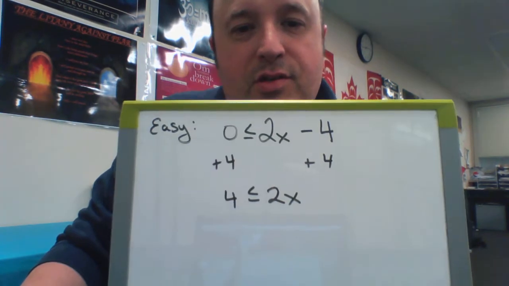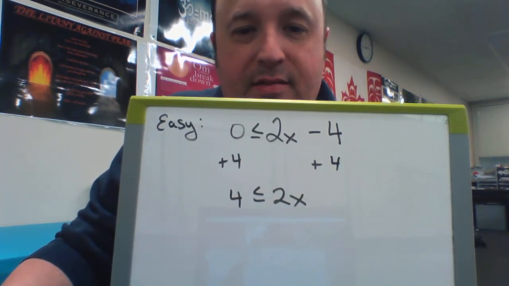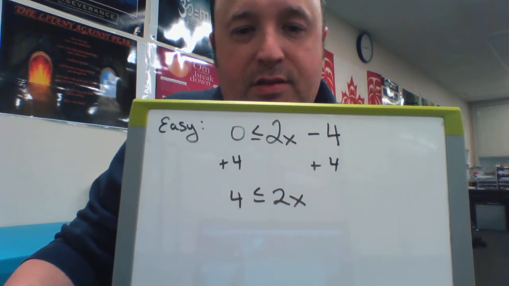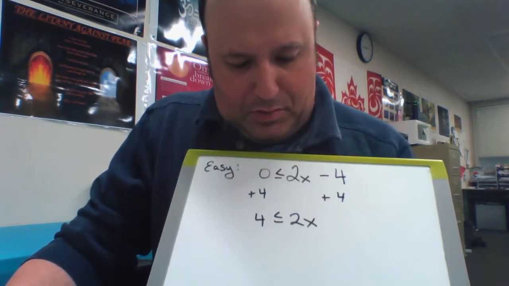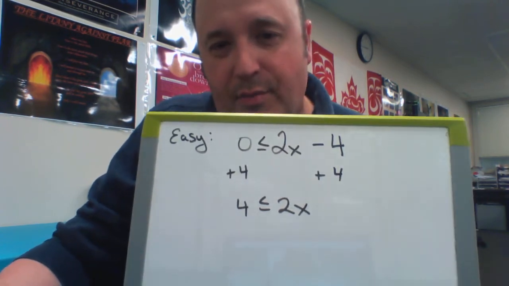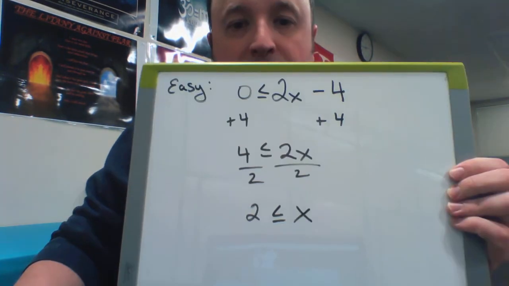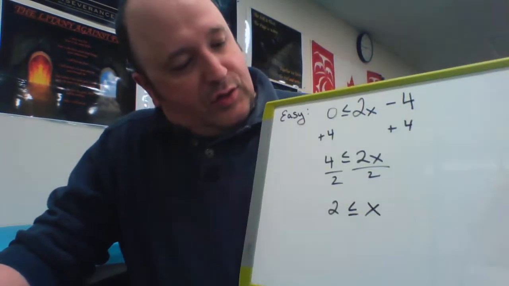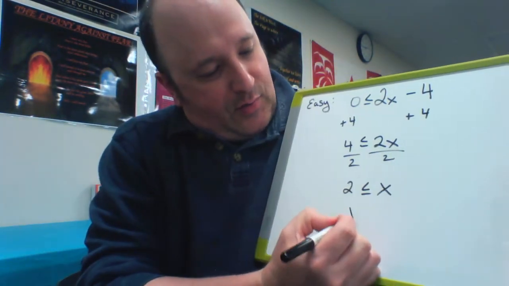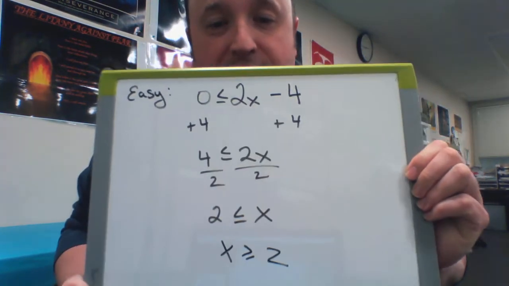Okay, so we just start solving just like a regular algebra equation, add 4 to both sides, and then I get 4 is less than or equal to 2x, so I'm reading this in a mirror, and just solving, so I divide by 2. Okay, so I get 2 is less than or equal to x. If I write it the other way, x is greater than or equal to 2, and there's my solution.